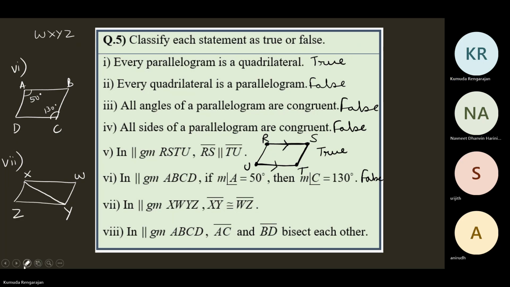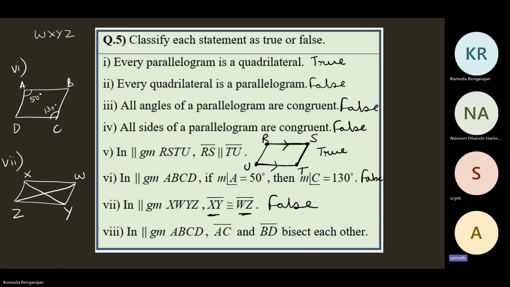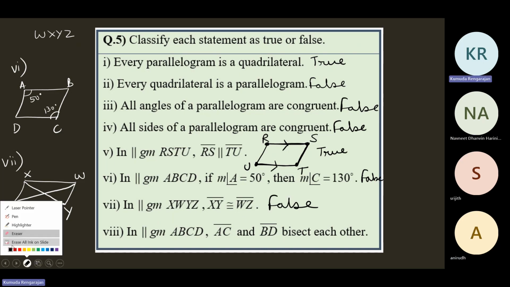Ma'am, false. Yes, here they're talking about the diagonals, not the sides. First, draw the figure XWYZ. Now connect XY and WZ. So you realize that they are diagonals. The statement is that diagonals are equal, and the answer is false. In a parallelogram, diagonals are unequal.